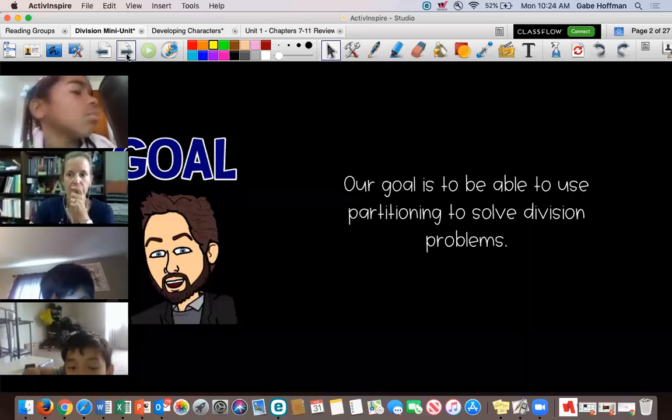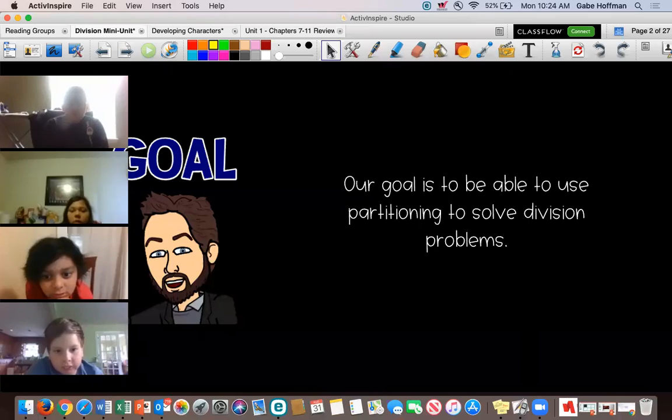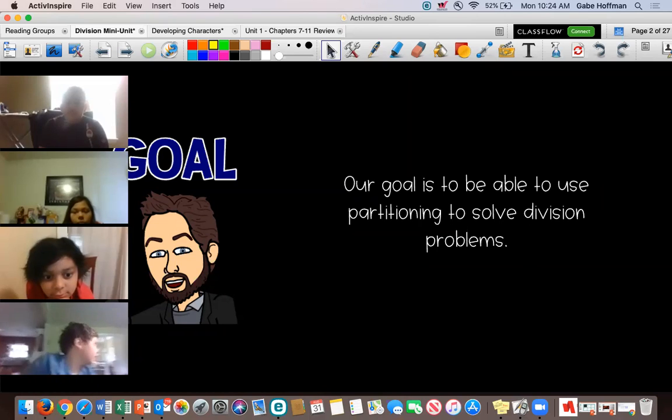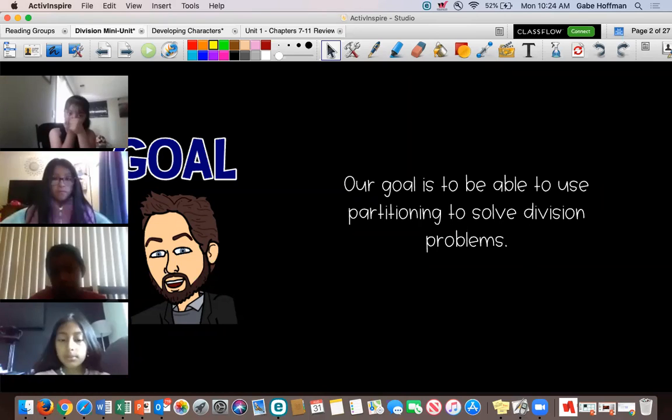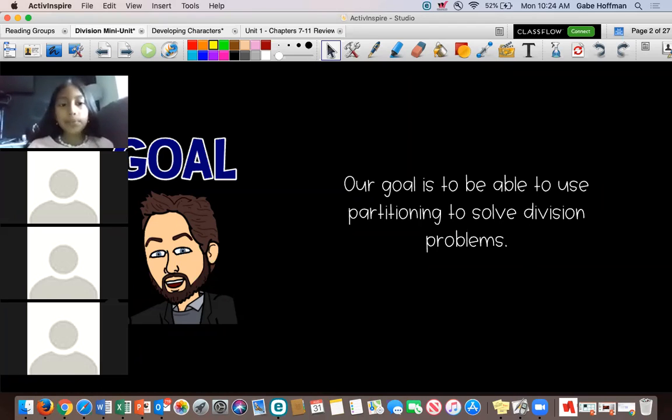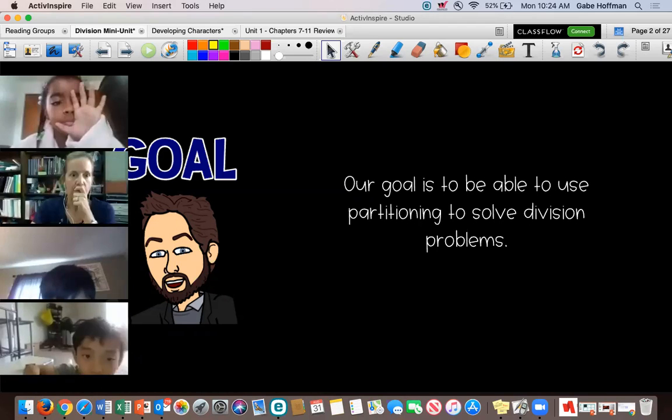I'll be loud. Okay, can someone read our goal for today? Ania's hand was up first. Ania, go for it. Our goal is to be able to use partitioning to solve division problems. Good job with that word. You got it right.